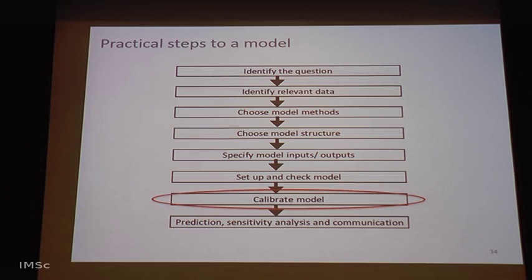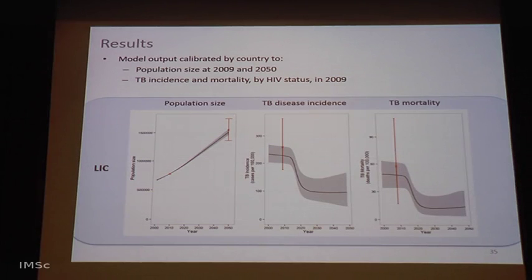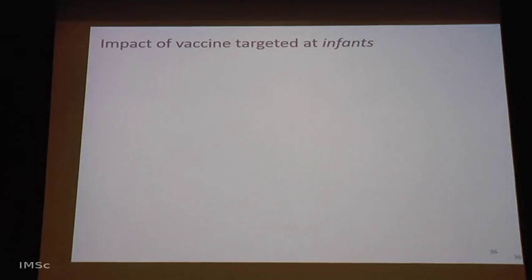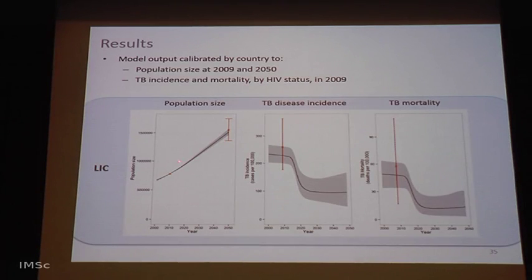And then we calibrated our model to the data. To do this, we searched parameter space. So we took a lot of different samples from parameter space and found those that most closely matched the data. And the results that we got look a little bit like this. So for low-income countries, what you can see here in red is the data for population size, TB disease incidence, and TB mortality. The model output is in black and the uncertainty in grey. You can see the model uncertainty gets bigger as we go forward.